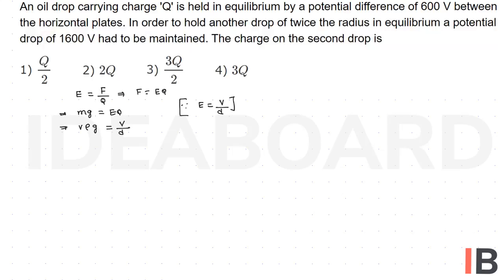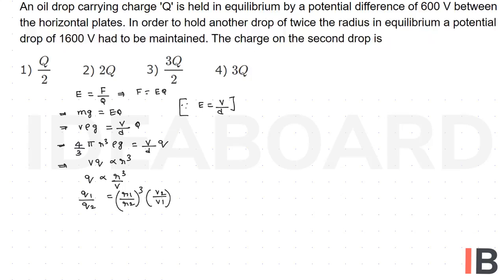this is potential by distance into Q. Volume is nothing but 4/3 pi r cube, so 4/3 pi r cube rho into g is equal to V by D into Q. So from this, V into Q is proportional to R cube, or Q is proportional to R cube by V. If you take Q1 by Q2, which is equal to (R1 by R2) whole cube into V2 by V1.